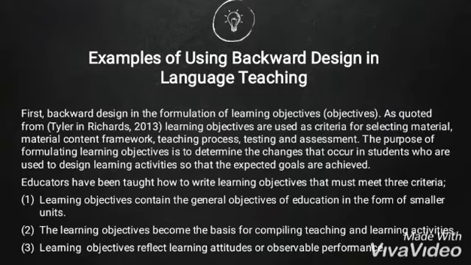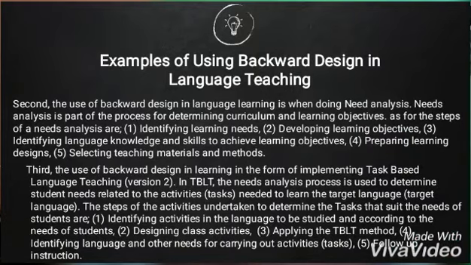Educators have been taught how to write learning objectives that must meet three criteria. First, learning objectives contain the general objective of education in the form of smaller units. Second, learning objectives become the basis for compiling teaching and learning activities. Third, learning objectives reflect learning attitudes or observable performance. I will explain the second and third examples of using backward design in language teaching.